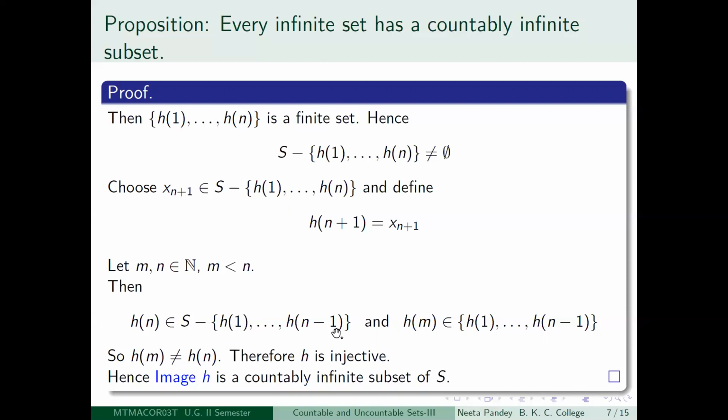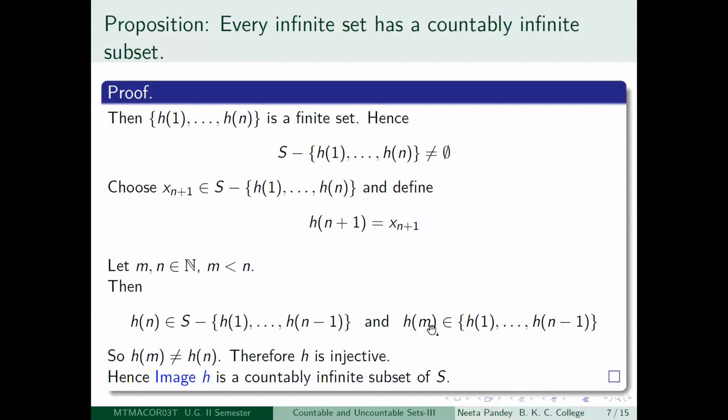So you leave out the first H1, H2, ..., Hn minus 1, these n minus 1 elements from the set S, and whatever is left out, you have chosen Hn to be from that. And what is Hm? Hm belongs to H1, H2, etc., Hn minus 1, because m is less than n. So H of m is in this set and H of n is outside this set in capital S. So naturally, Hm and Hn cannot be equal. Therefore, what you have shown is that H is an injective mapping.